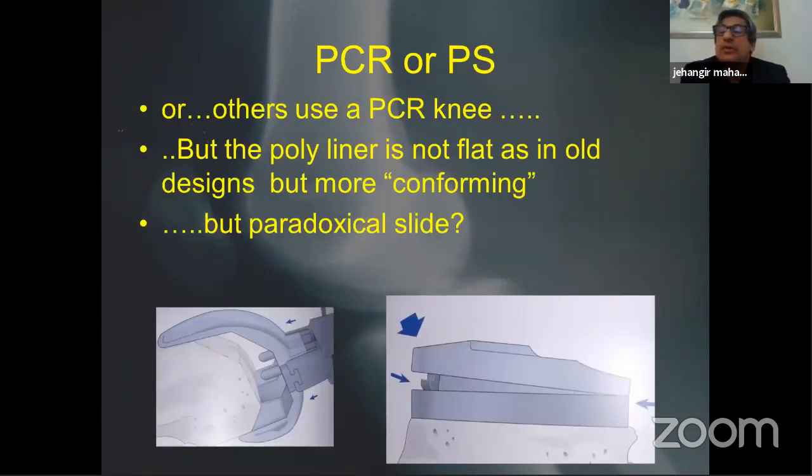For my colleagues who are fantastic surgeons, I'll go to them to have my knee done, and I'll have a CR done if one of them is doing it. Who are on the faculty, I'll say, they use a PCR knee because the poly liner is not flat. That was old design. It's now conforming. Okay, but there may be a degree of what is called paradoxical slide, but issues with that are not borne out for either long-term survival studies or patient-reported outcome measures.